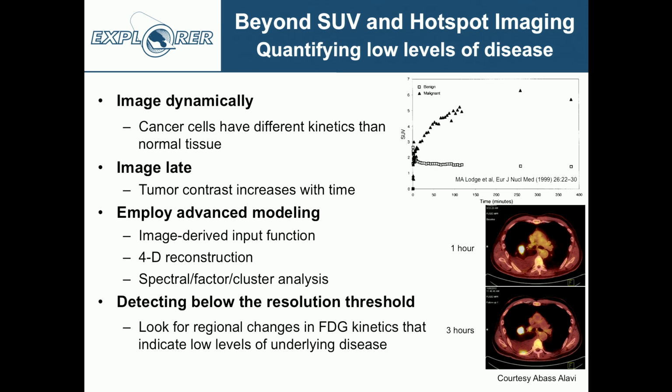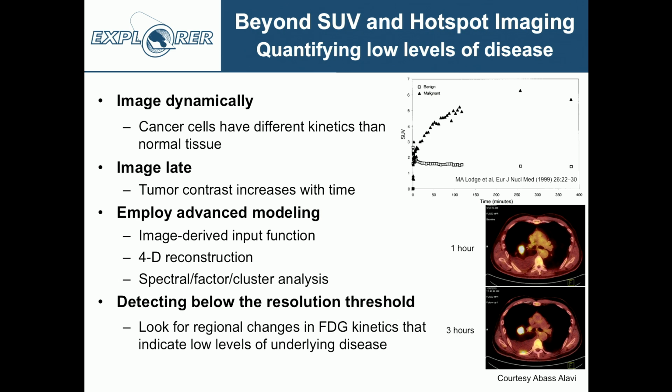We already know that tumor cells have very different kinetics than normal tissue. There's lots of literature on this. This is just one example from Martin Lodge showing how in malignant versus benign tumors, FDG uptake, if you track it over time, has quite different trajectories. So if you use that temporal information, you potentially have the ability to separate based on the time information, not on resolving the hotspots, and so detect micrometastatic disease.